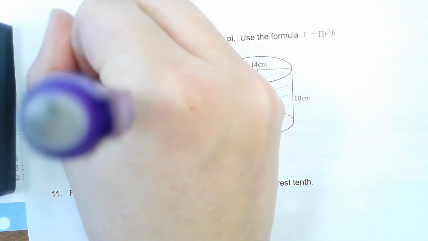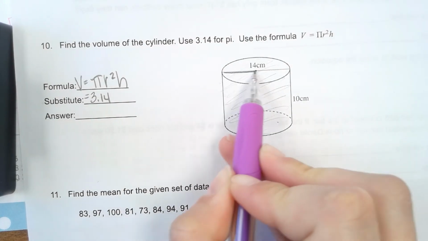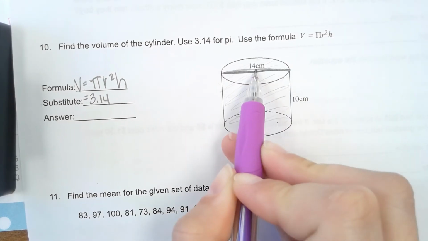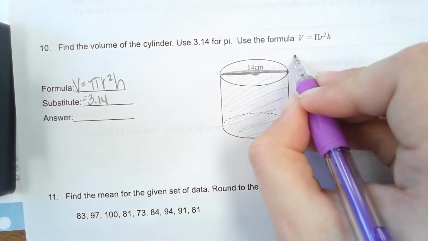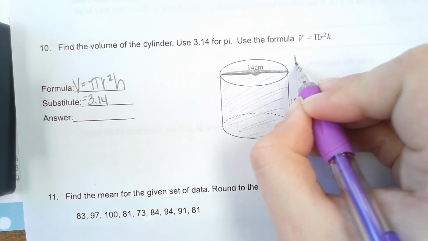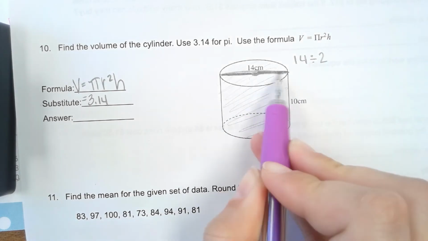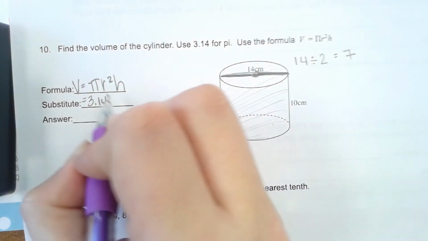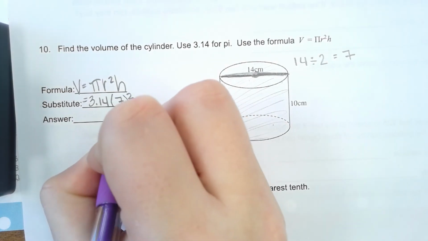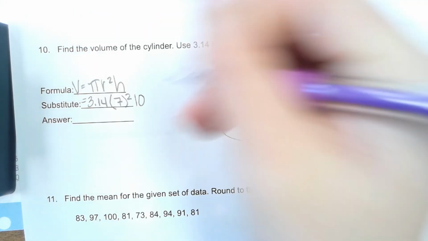Substitute, plug numbers into the formula. So pi is 3.14. R means radius, so if you notice, they give us the line that goes all the way through the circle on the other side, which is the diameter. So to get the radius from the diameter, all that you have to do is take 14 divided by 2, because we just want half of the line, because half of it will be the radius. So 14 divided by 2 is 7. So that's the number that we want to plug in for R. And then our height is the height of the cylinder, which in this case is 10.